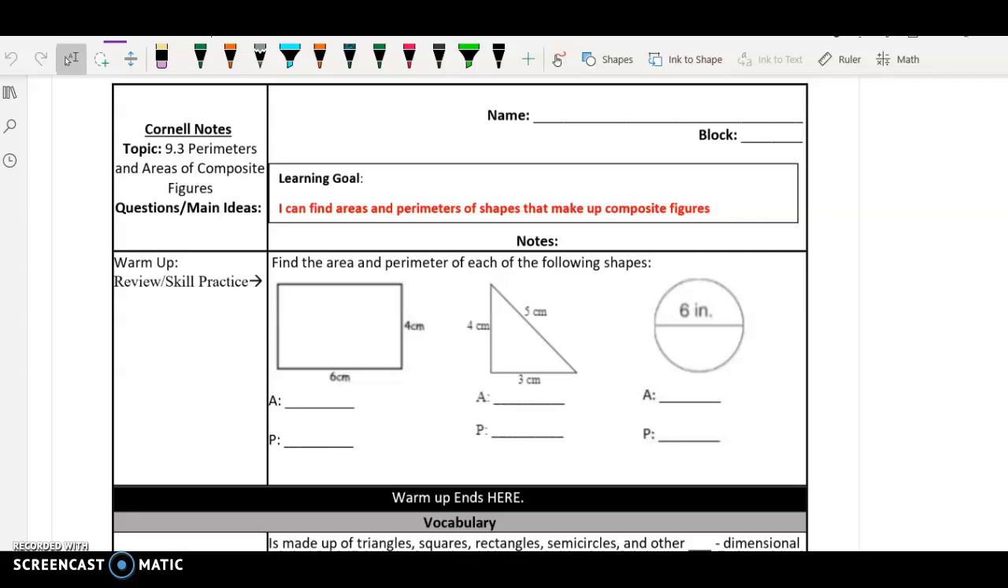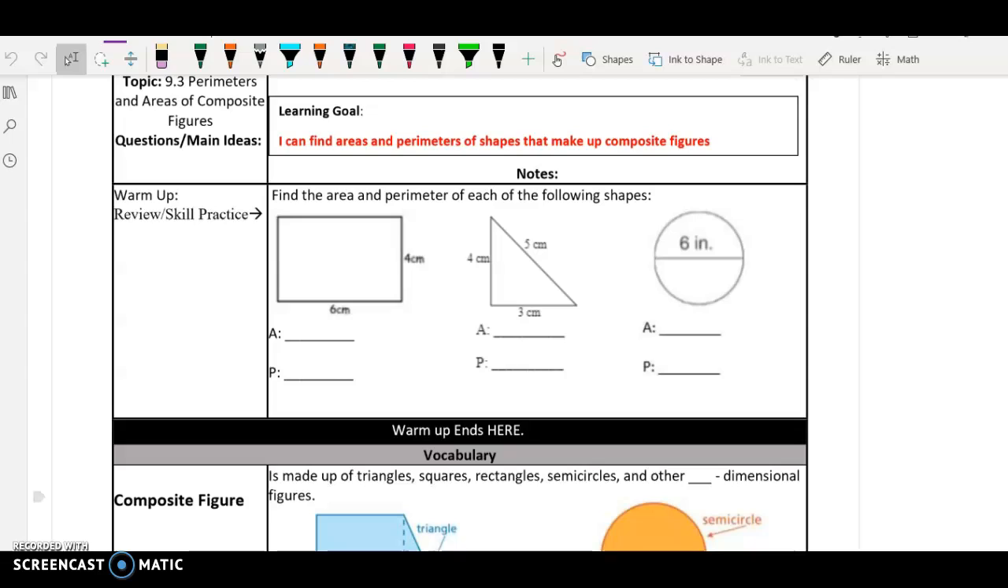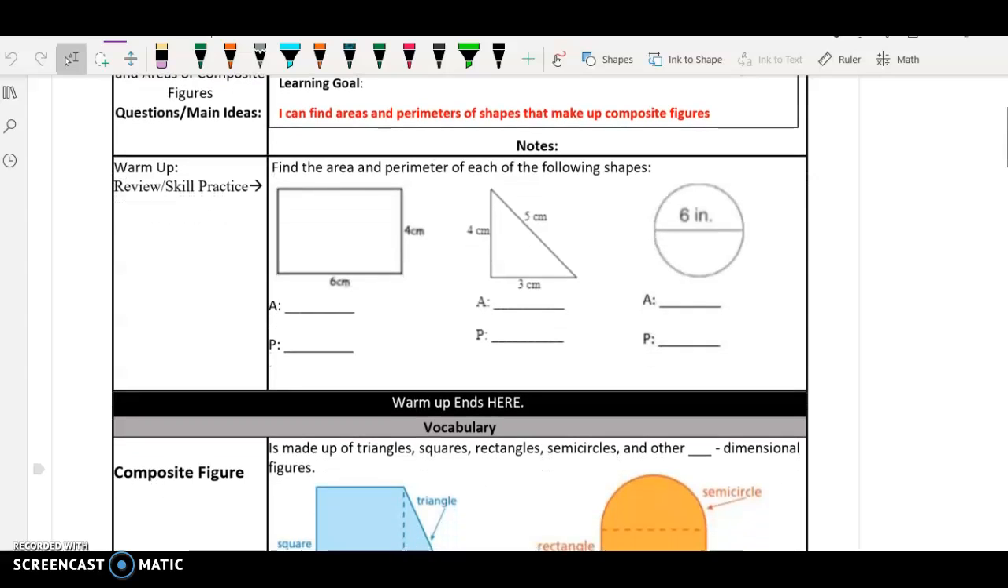Okay, so we are on 9.3, which would be perimeters and areas of composite figures. Our learning goal is I can find the areas and perimeters of shapes that make up composite figures. So for the warm-up, I want you to find the area and the perimeter of each of the following shapes.